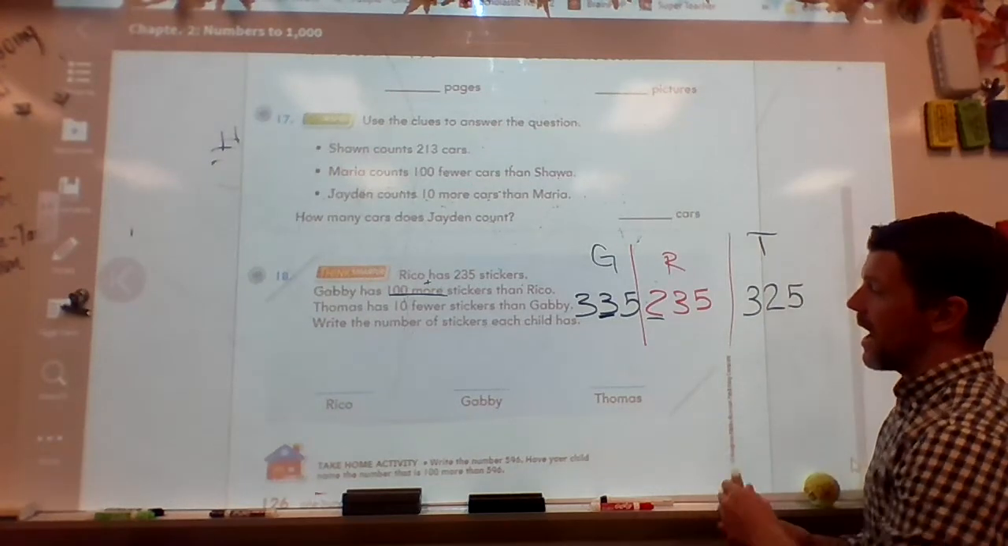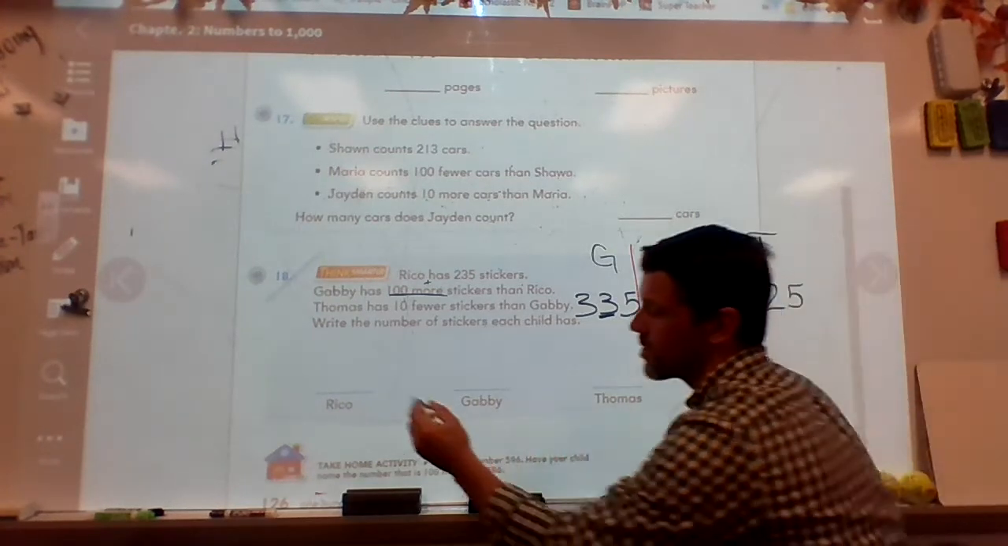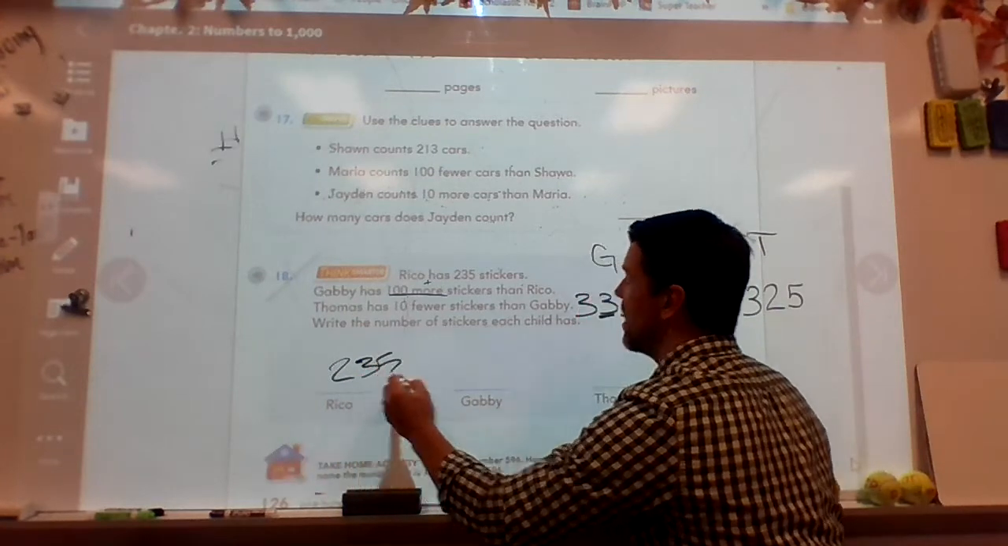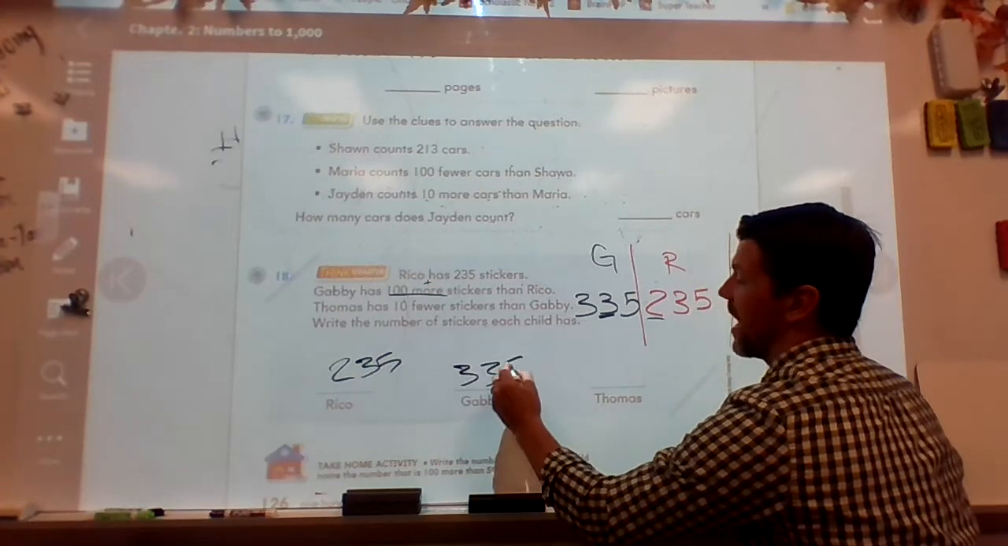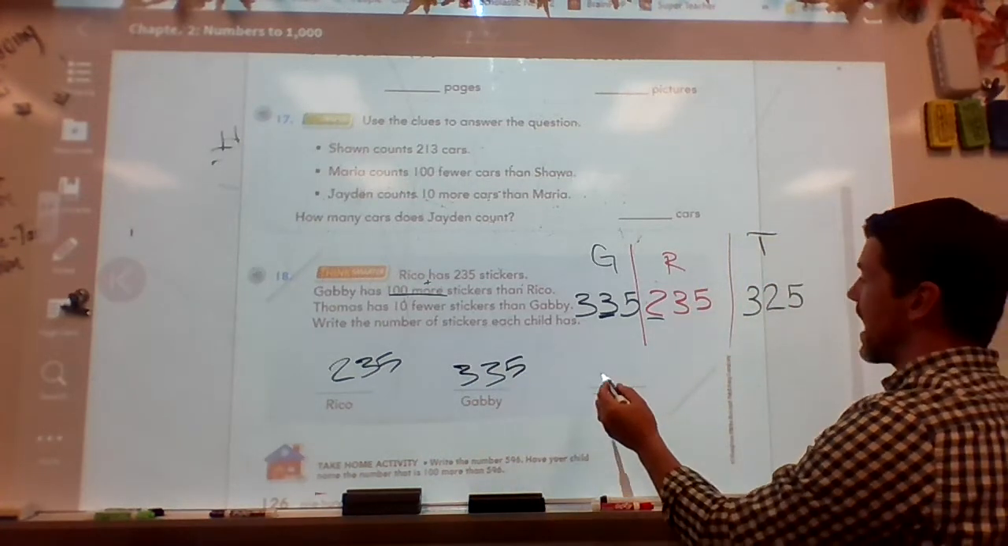So now I have Rico has 235. Gabby has 335. And Thomas has 325.